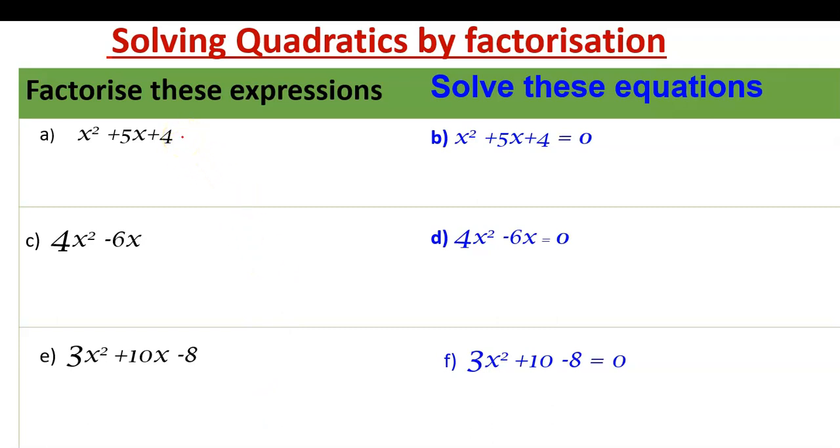Let's start with this one. So let's factorize it first. Okay? Two numbers, when I times them gives me 4, when I add them gives me 5. That's 1 and 4. Times them is 4, add them is 5. So x squared plus 5x plus 4 gets factorized in this way.